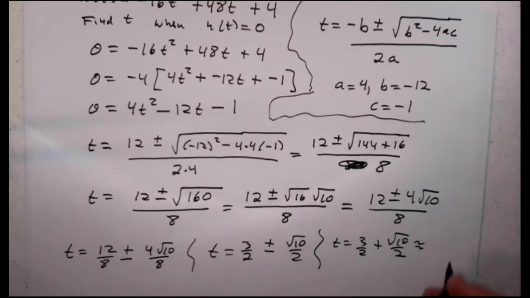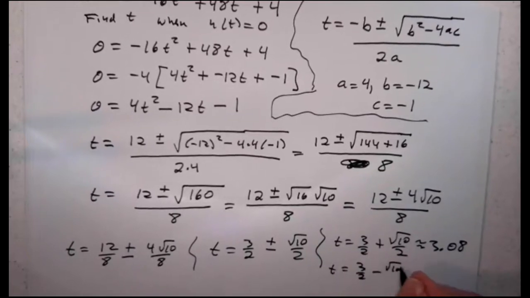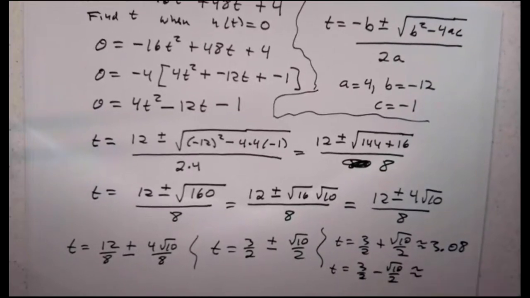I'm getting 3.08. So we're saying after 3.08 seconds, the ball will hit the ground. The other one, t is 3/2 minus root 10 over 2. What is that approximately? 3/2 minus the square root of 10 divided by 2 gives me negative 0.08. Now, what sense does that make? We can't go backwards in time, so that's not really in our feasible domain, so we will ignore that.